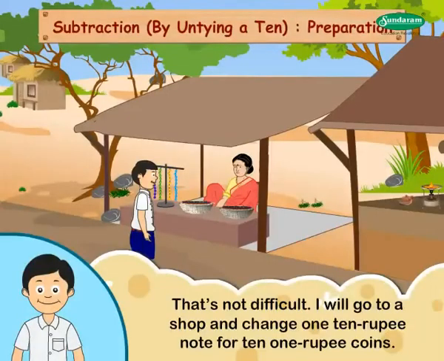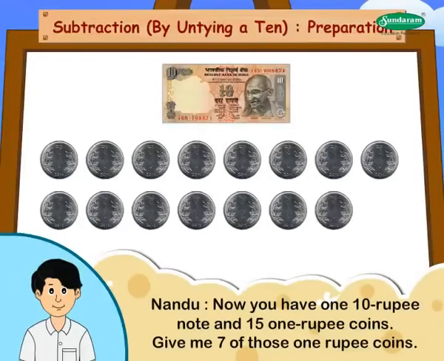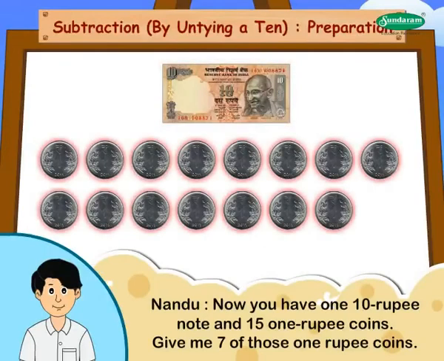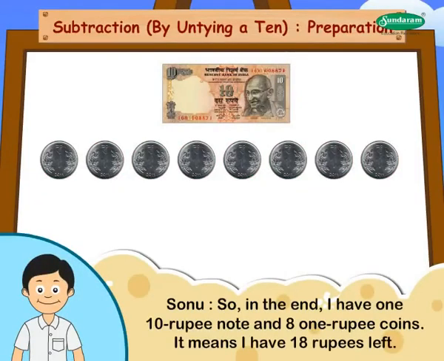That's not difficult. I will go to a shop and change one 10 rupee note for 10 1 rupee coins. Now you have one 10 rupee note and 15 1 rupee coins. Give me 7 of those 1 rupee coins. So, in the end, I have one 10 rupee note and 8 1 rupee coins. It means I have 18 rupees left.